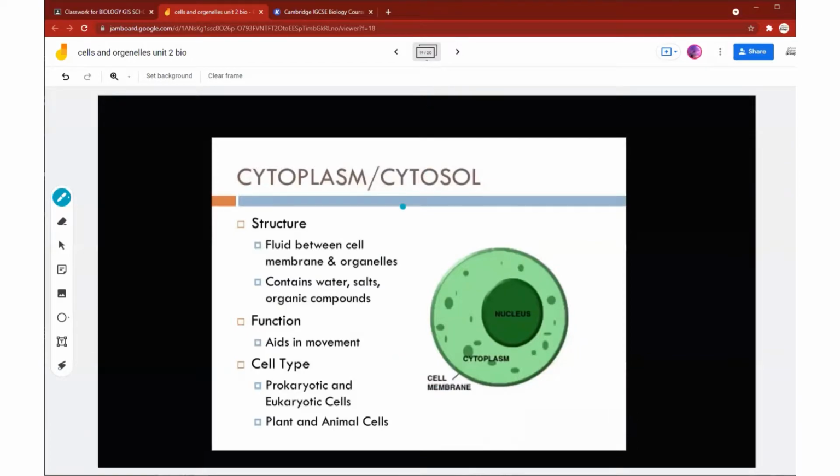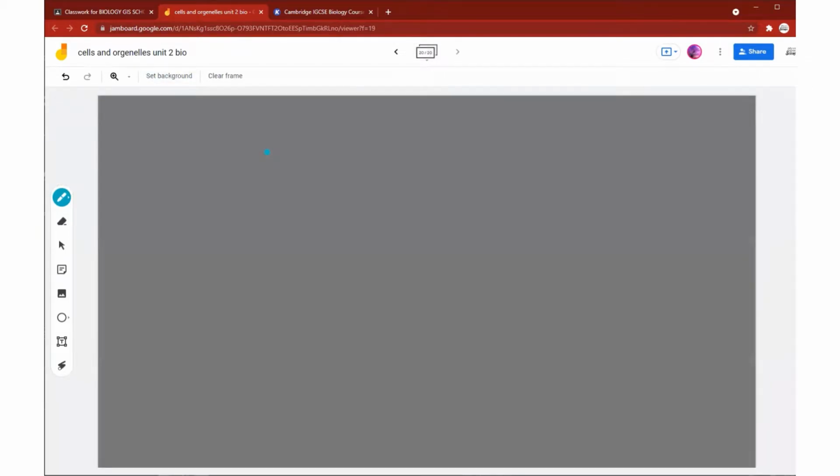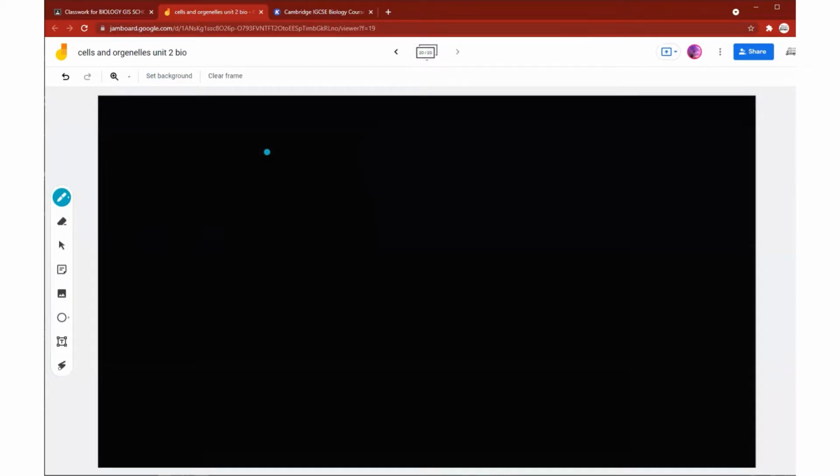Okay, one more thing I forgot to tell you. Cytoplasm is also called cytosol, okay? In some books, they call it cytosol. So here is the slide which I copy-pasted from Google. You can go and check it out. Now from here, important things are going to start.